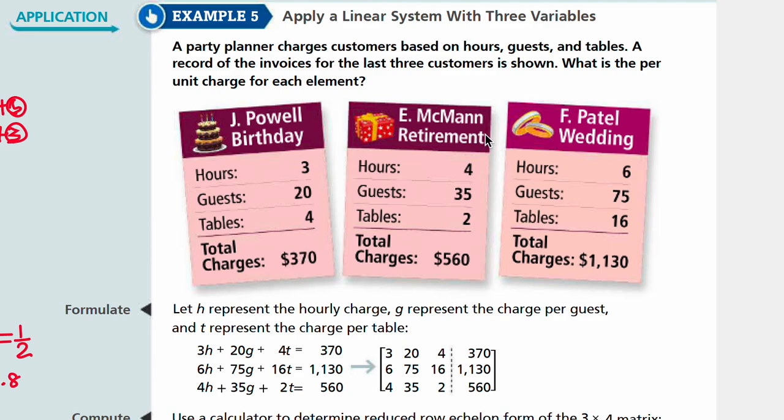For E. McMahon's retirement, they rented for 4 hours. There were 35 guests, and they needed 2 tables. Total charges were $560. And then for the wedding, 6 hours, 75 guests, and 16 tables for a total of $1,130. So looking at different variables, different factors, and the total charges, we're going to group them into same kind of units, and we're going to write 3 equations.